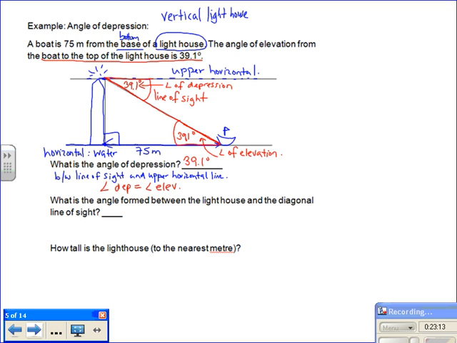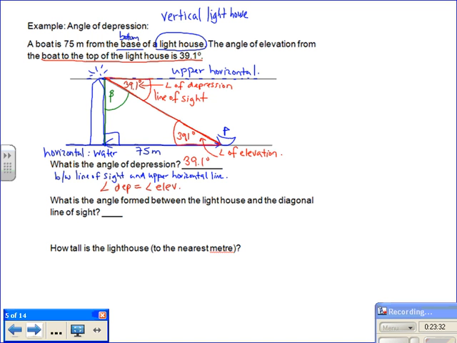Okay, what is the angle formed between the lighthouse and the line of sight? Well, what is that asking me? There's the line of sight there. There's my lighthouse. It's a vertical line. So it's asking me what is this angle right here? Let's call it beta. What is that angle?